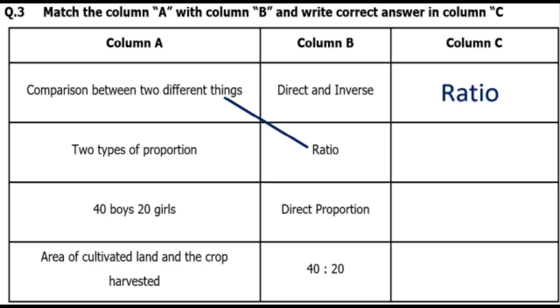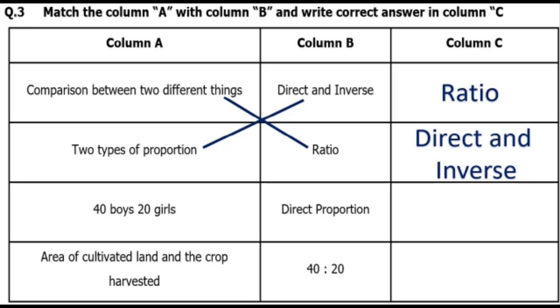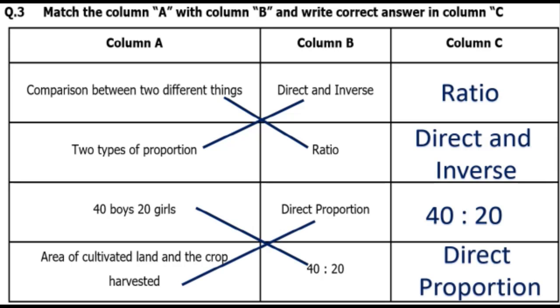Column A. Two types of proportion. The right answer is direct and inverse. Two types of proportion are direct and inverse. Column A. 40 boys, 20 girls. The right answer is 40:20. Column A. Area of cultivated land and the crop harvested. The right answer is direct proportion. Area of cultivated land and the crop harvested is direct proportion.